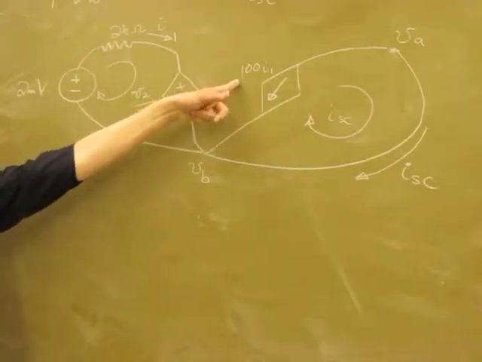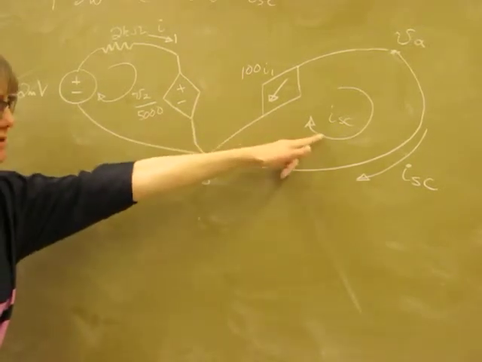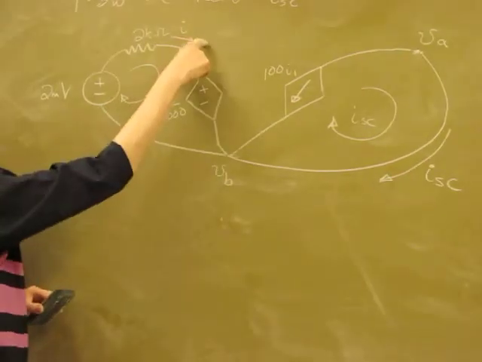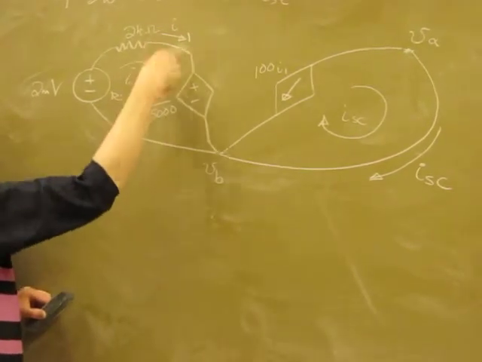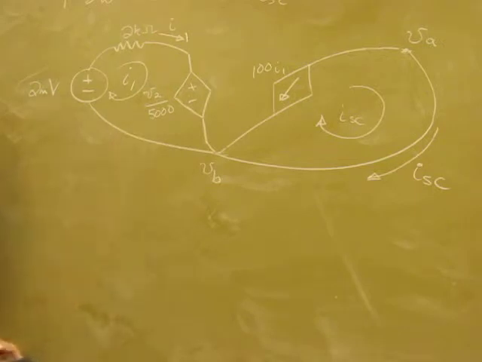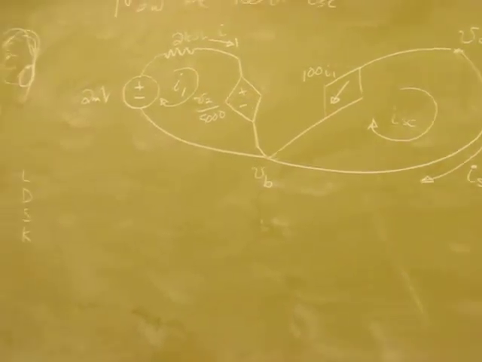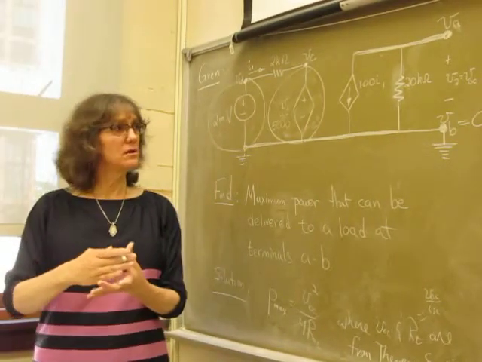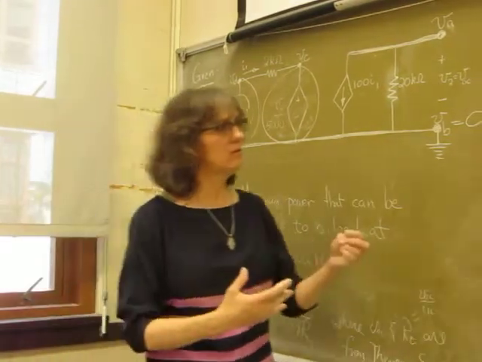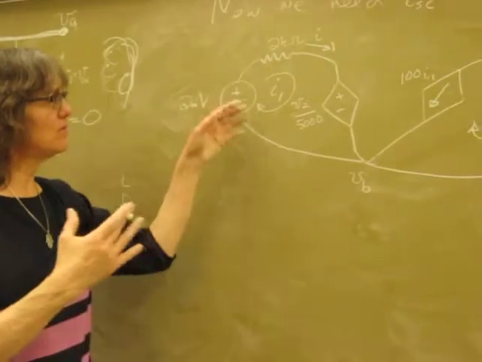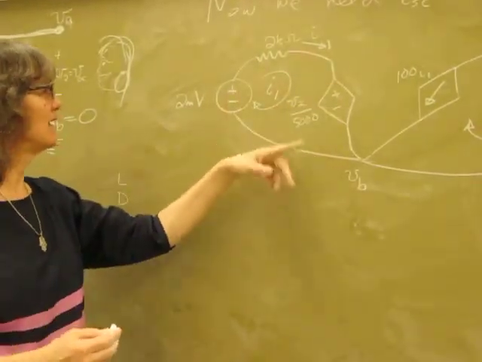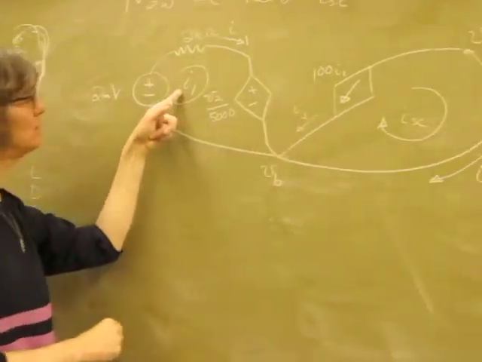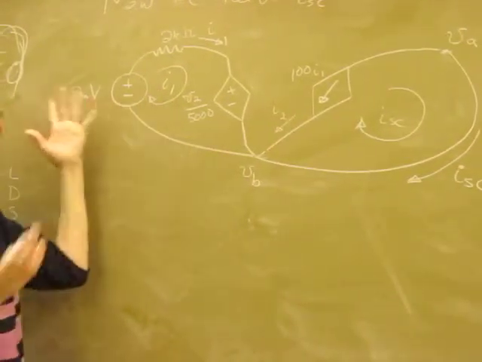I could have also labeled it 100 I1. Either would work, but since I'm looking for ISC, it's nice to label it ISC. This one, I'll label I1 because it's the same current as I1 that you show here. By the way, be very careful. Never label something that already has, what am I trying to say? Like if I had a current here labeled I2 and then I called this I2, that would be bad, right?